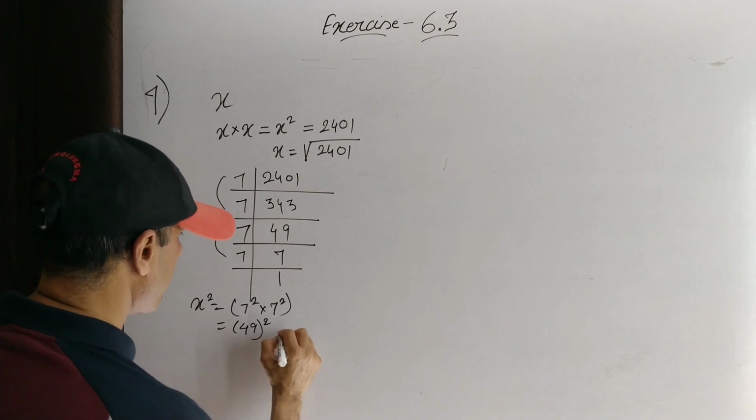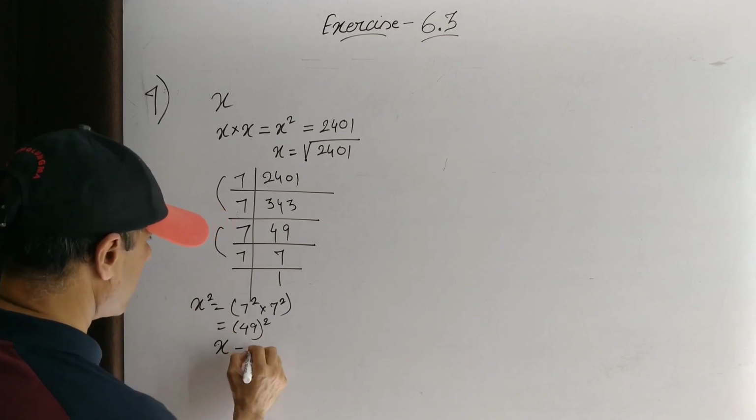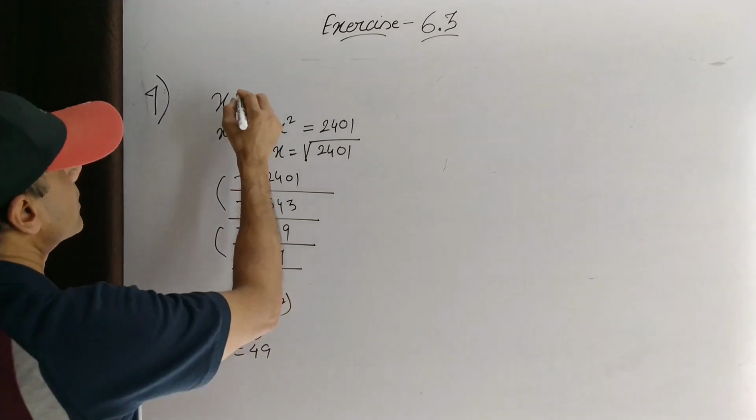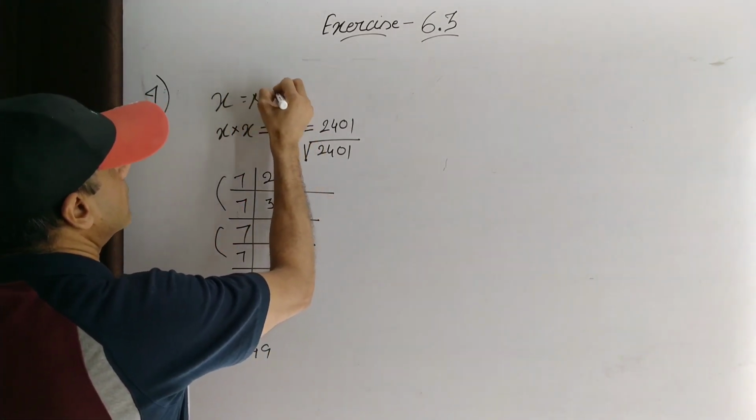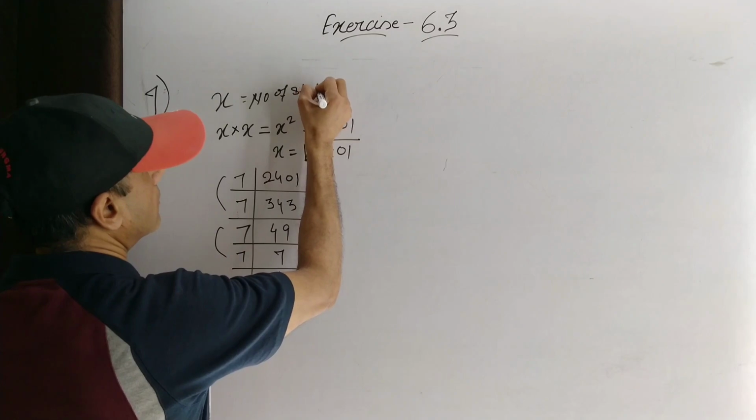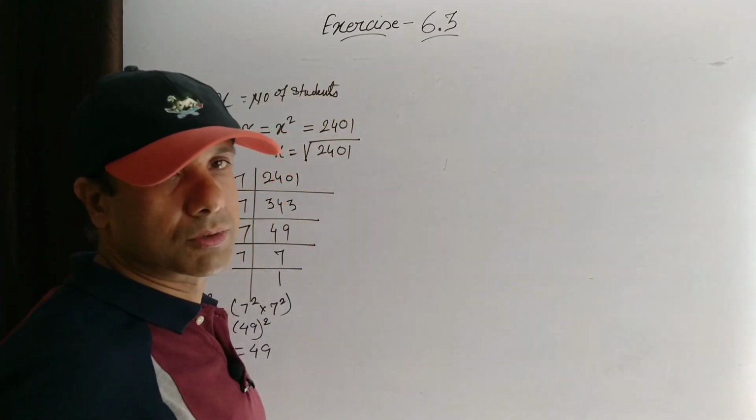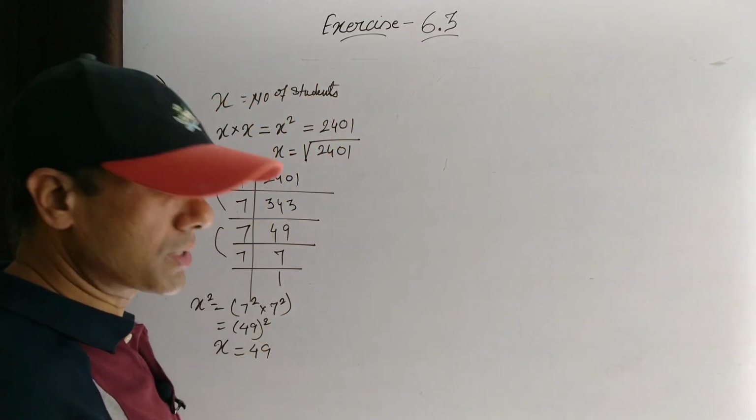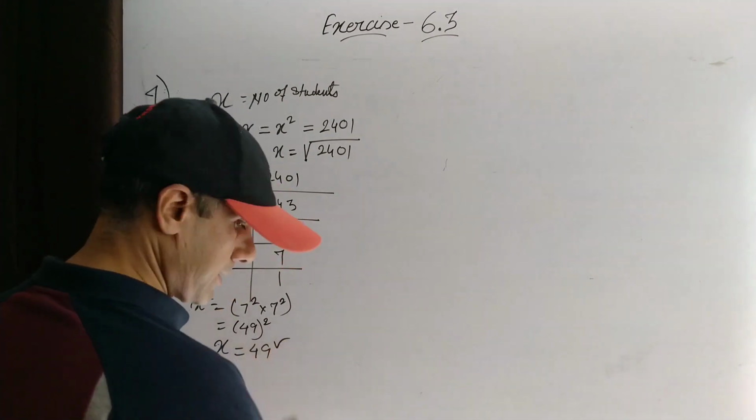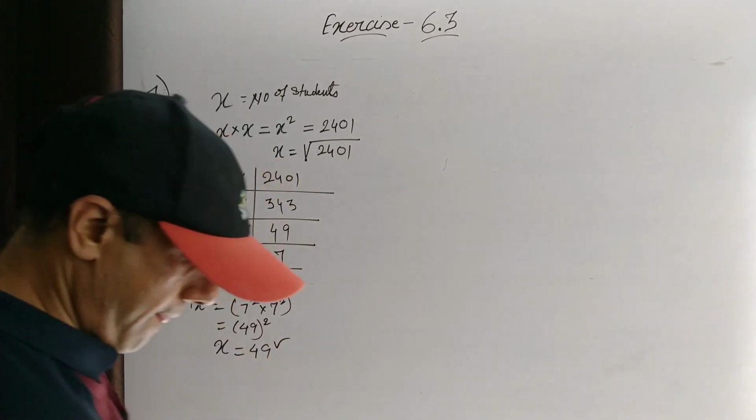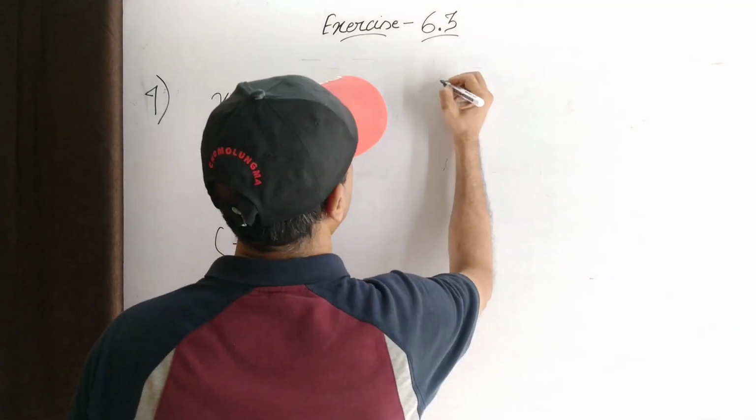So x will be equal to 49, and what is x? X is the number of students and also the amount donated by each student. So there are 49 students in the class. Question number 8.